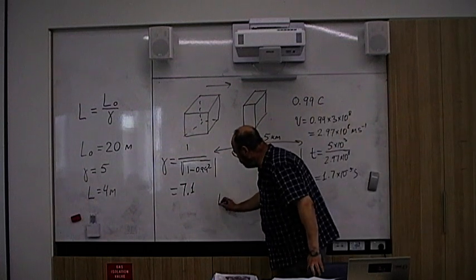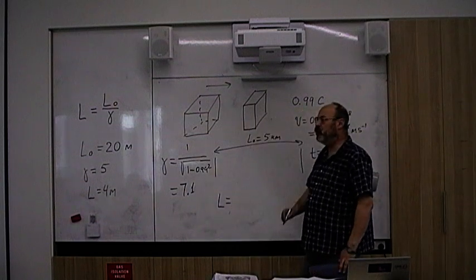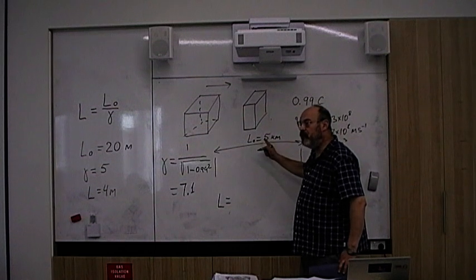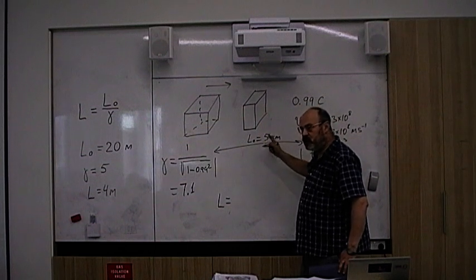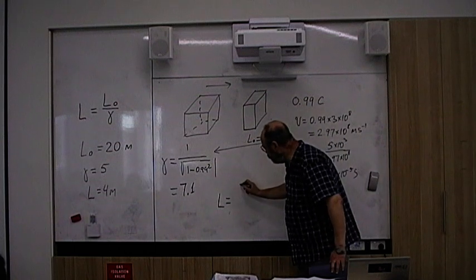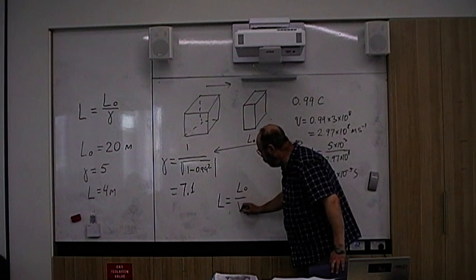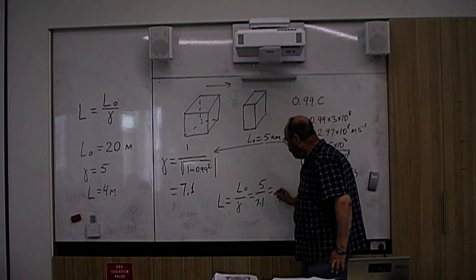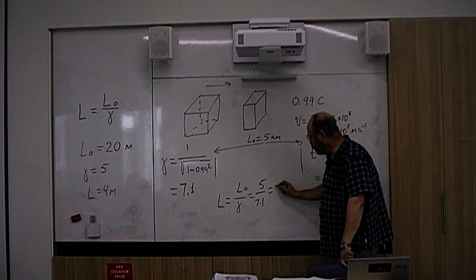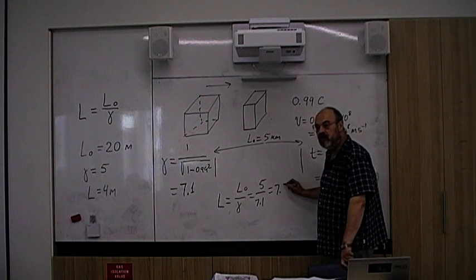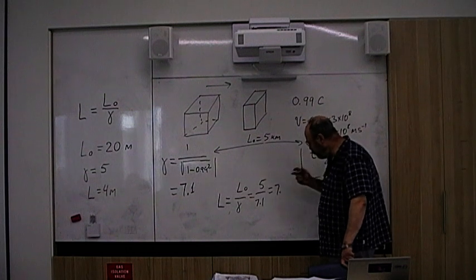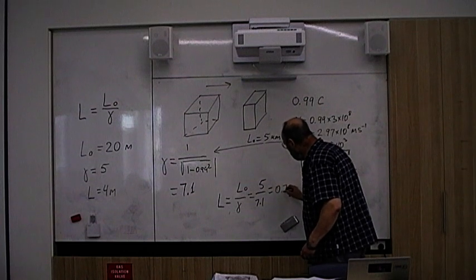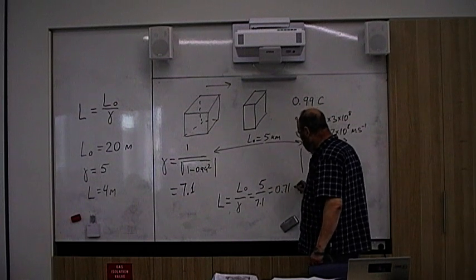So now, from the point of view of the particle, first, how long will the accelerator be? The particle is moving. This is a proper length because it's measured by the observer stationary relative to the accelerator. So we need to divide L0 by gamma, so we divide 5 by 7.1. That will be about 0.71 kilometers.